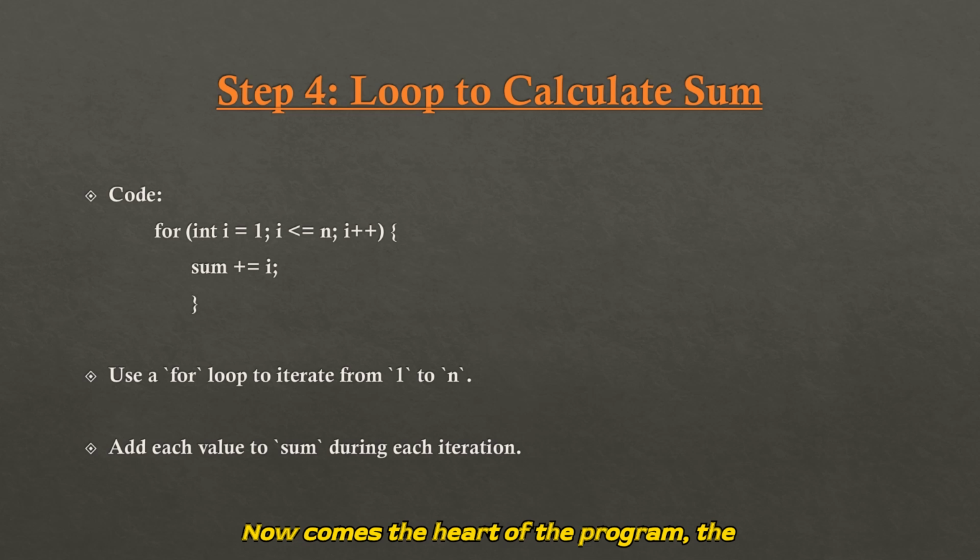Now comes the heart of the program, the loop. In step 4, we use a for loop to iterate through the numbers from 1 to n. The loop starts with i equals 1 and runs until i reaches the value of n. Each time the loop runs, the current value of i is added to the sum variable. This is achieved by the line sum = sum + i, which adds the value of i to sum.